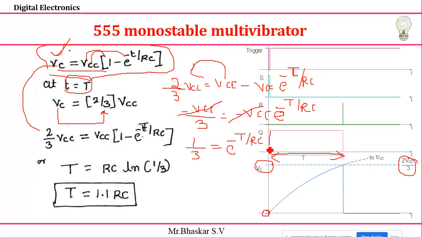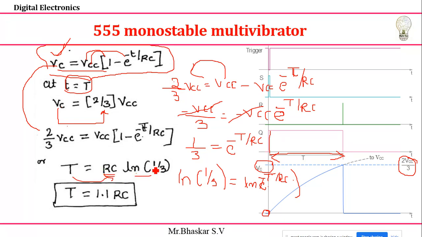After that you just apply the log on both sides. Take the natural log: ln of 1/3 is equal to ln of e to the power of minus T divided by RC. And you know logarithmic simplification, right? Simplify: ln and e get cancelled, and you get T divided by RC only. And RC I'm going to take to the right hand side. So T is equal to RC ln of 3.